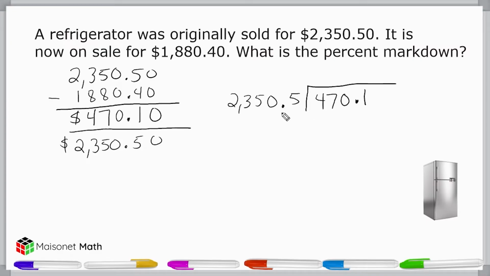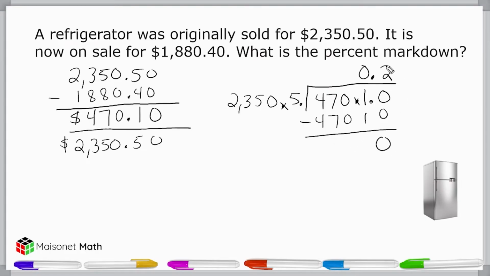Now we're going to move this decimal one space to the right. And we have to do the same thing right here. And then we move it up. All right, now this number is now 23,505, which cannot be divided into 4,701. So we put a 0 right here. Now we just put a 0 after this decimal, and we pretend this is 47,010. Now, 23,505 fits into here exactly twice. Because if we double this, this is exactly 47010, leaving us with nothing remaining.